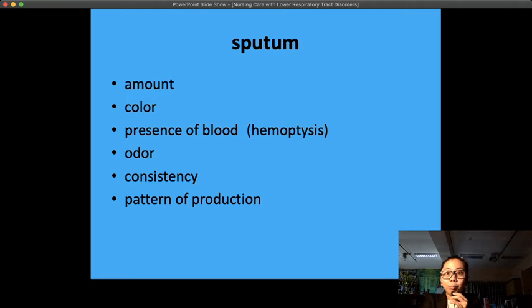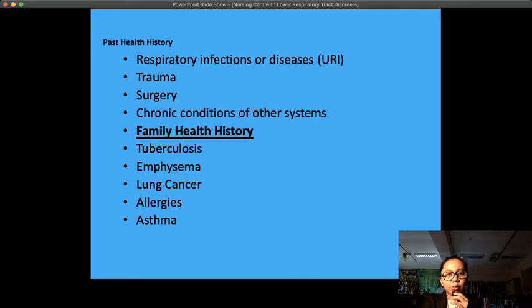Odor, mabaho ba? Because if it is bacterial, may amoy talaga kasi it's comparable to pus or nana, di ba? So consistency, pattern of production. In the past health history: respiratory infections or diseases, trauma, surgery, chronic conditions of other systems. Family health history: tuberculosis, emphysema, lung cancer, allergies, and asthma.